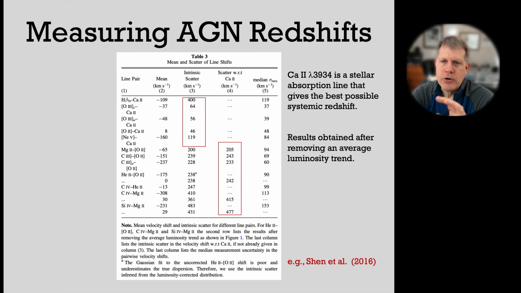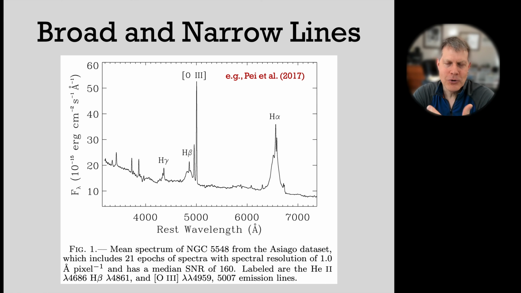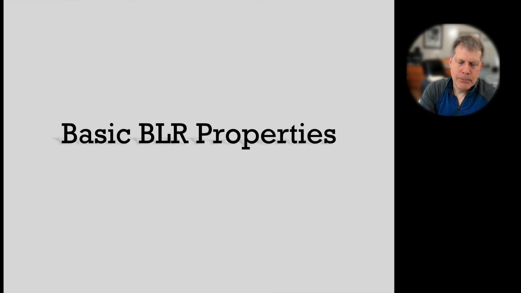Now again, there are different recipes for removing other trends to get even better redshifts, but this is getting down to around the limit as to how well one can do. So if you want to get redshifts, you should, if possible, focus on these narrow lines because they give you by far the best measurements of the system redshift. So that's one point of utility for these lines, just getting redshifts. Okay. Now, much more could be said about that, but I need to move along.